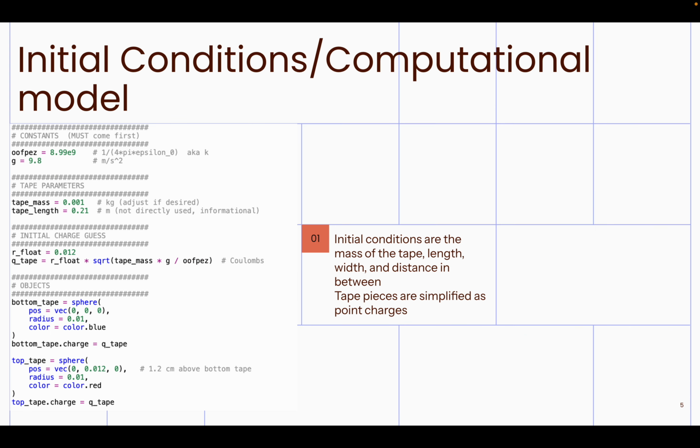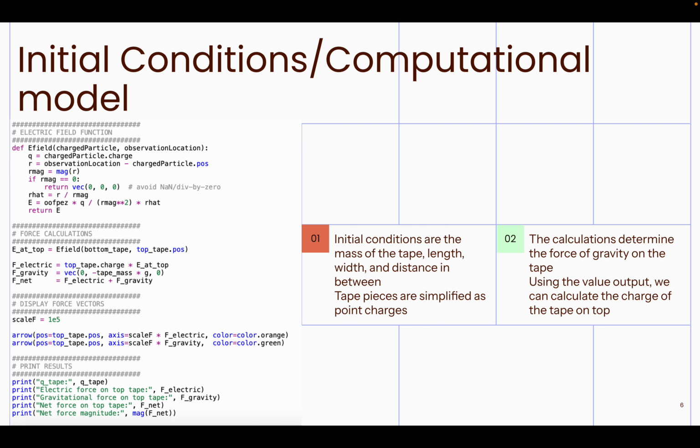This is the GlowScript code, which we use to model the experiment. The initial conditions are shown on the left, where I input the mass, length, width, distance, and an important assumption that we made that will be discussed later is that the tape pieces are simplified to be treated as point charges, which makes our calculations much simpler. And secondly, our calculations are determining the force of gravity on the tape, because that will also determine the electric force on the tape because of Coulomb's law and Newton's law that opposing charges are equal and opposite.